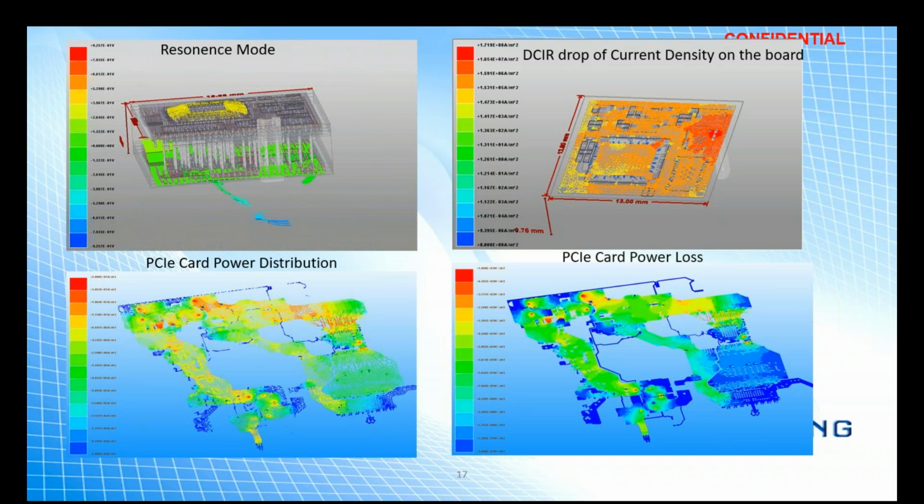On this page, it's some simple results that I generated from SIWave. The first one on the left upper corner is the resonance mode. On the right upper corner, it's DC IR drop of current density on the board. On the lower left, it's PCIe card power distribution, and on the lower right, it's PCIe card power loss mapping.